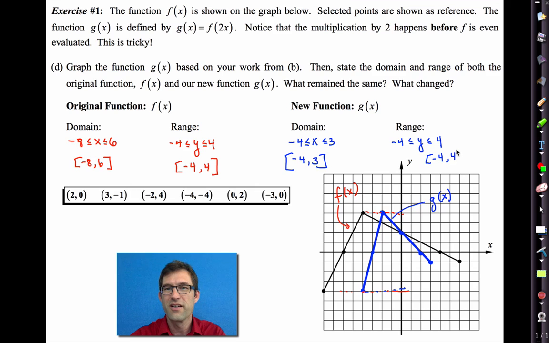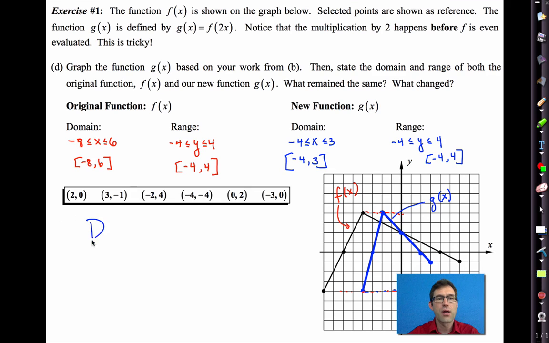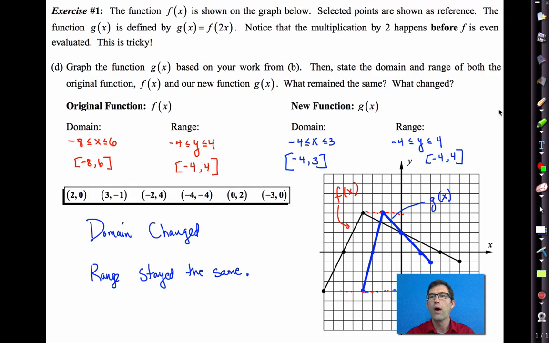Out of room here, right? So this is cool. Take a look. So the domain changed, and the range stayed the same. Now, this is really crazy though. Again, I want to circle it in red. Look at how counterintuitive this is.